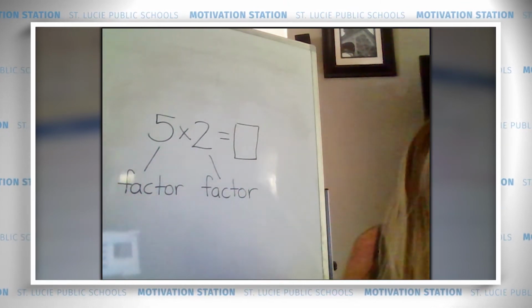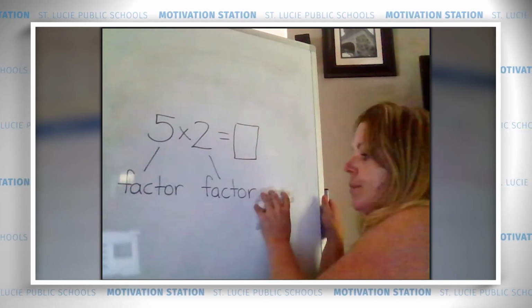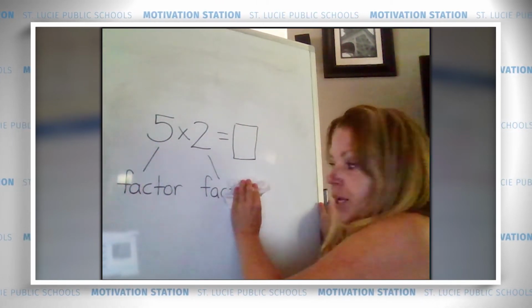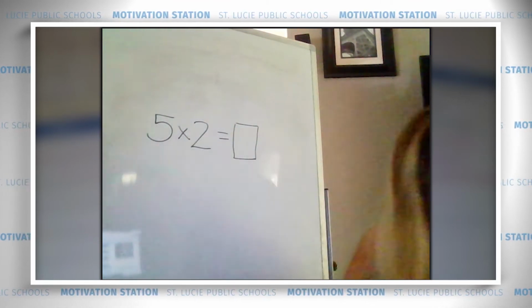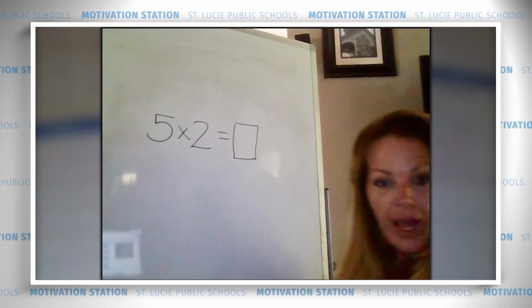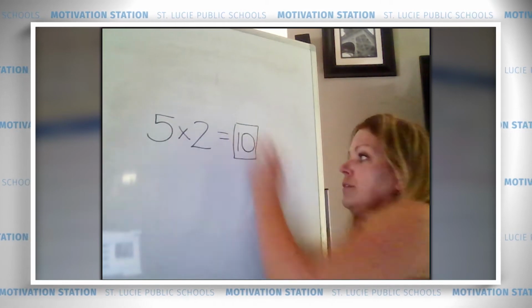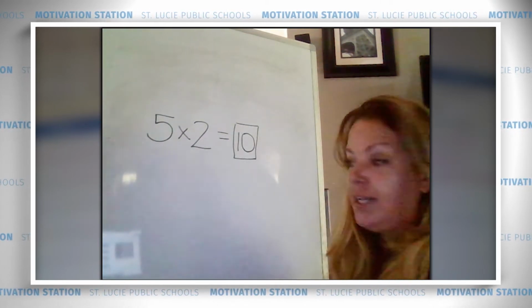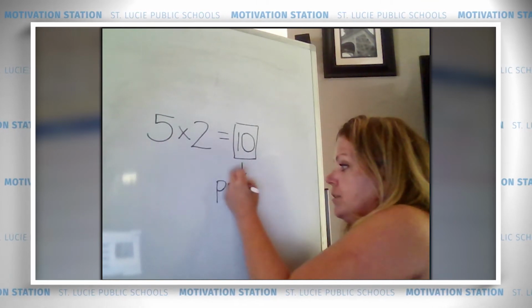Okay, the next new vocabulary word, or it should be a review really. You should have that written on page 62. So when we multiply two numbers together, two factors together, we get an answer. This one is 10, and that answer is called a product.